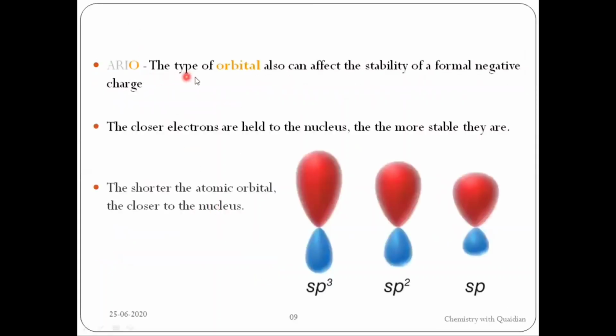The last factor is the type of orbital. The type of orbital can also affect the stability of a formal negative charge. The closer the electrons are held to the nucleus, the more stable they are. In other words, the shorter the atomic orbital, the closer it is to the nucleus. This means the greater the contribution of the s orbital, the closer it will be to the nucleus, the more stable the conjugate base is, and the more acidic the compound is.